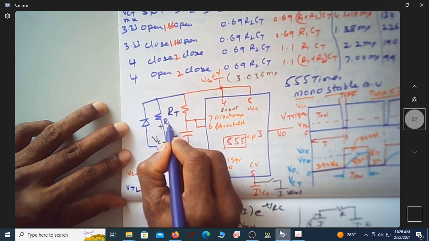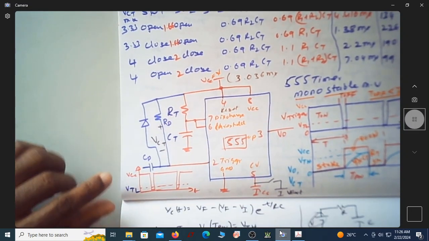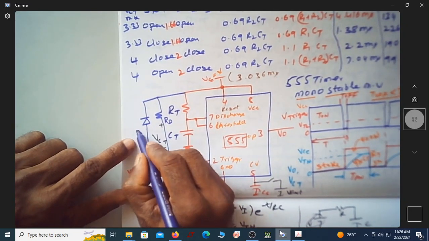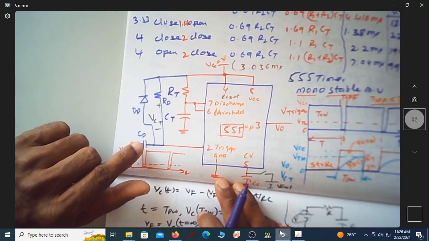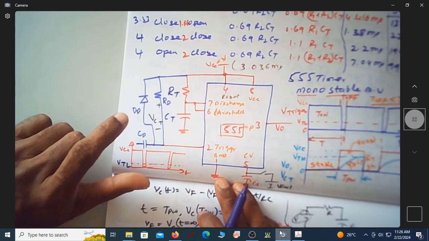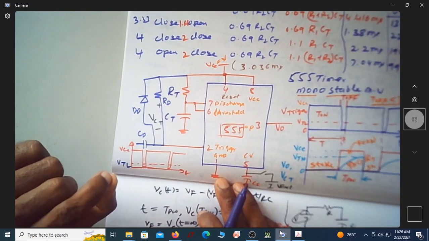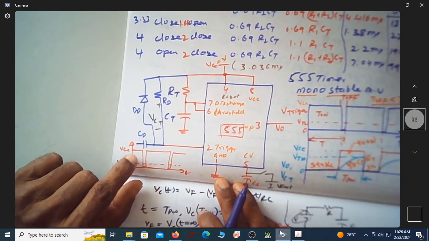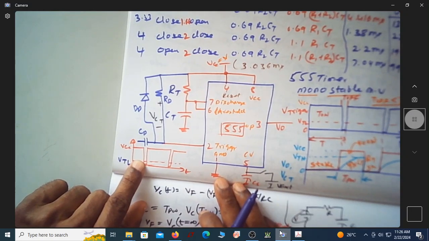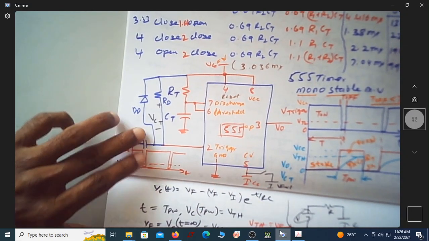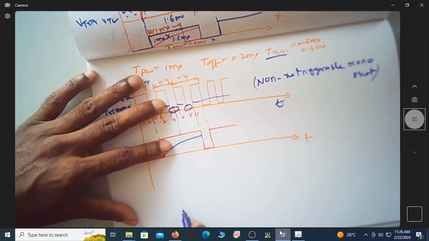I'll say this as RD, this is CD, and this diode, let me say this as DD. CD, RD and DD will formulate spikes at this point because of this type of trigger signal. So let me just spend some time on this.